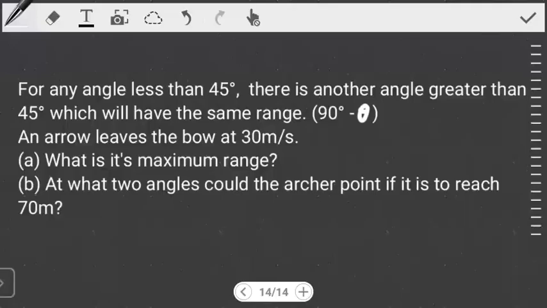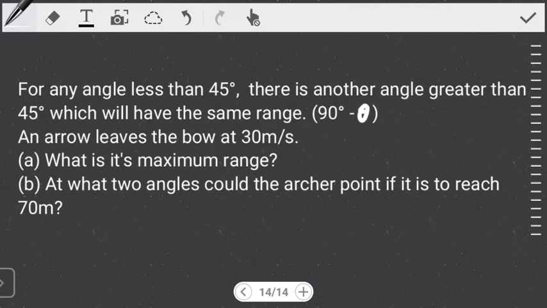Hello students, welcome to another tutorial on projectile motion. In this tutorial, we're going to look at this interesting question. I got this question from one of my students and I thought you guys might want to take a look at it. It's something very interesting, a little bit tricky, but it is manageable. Let's see what they're asking.